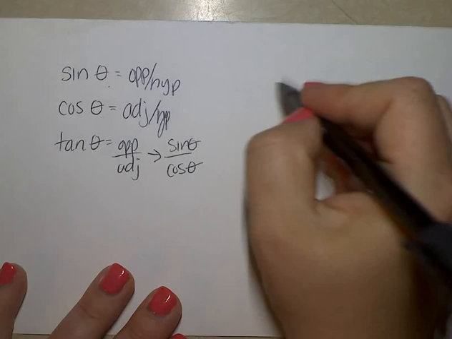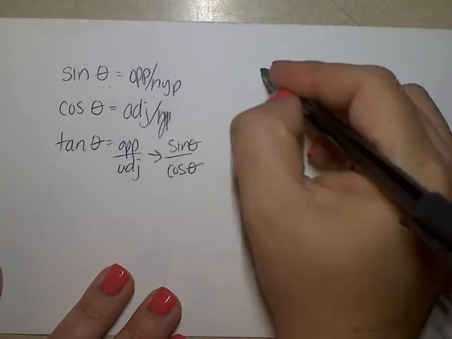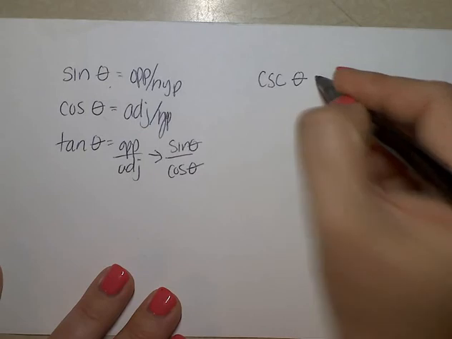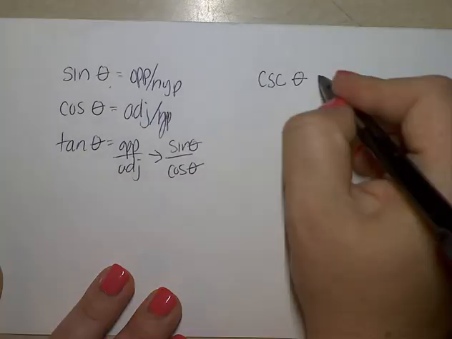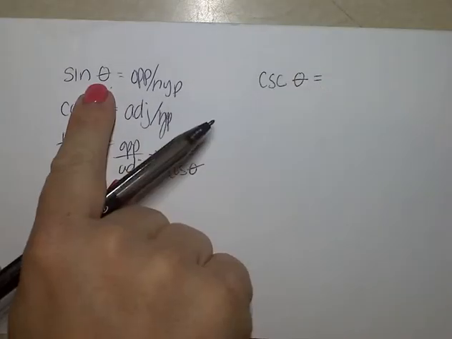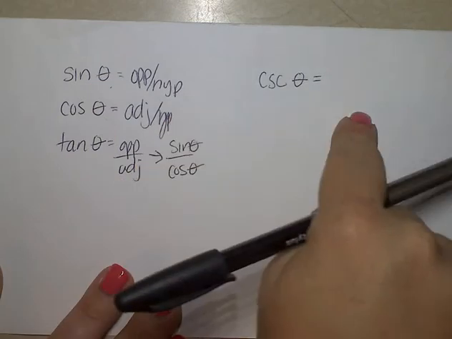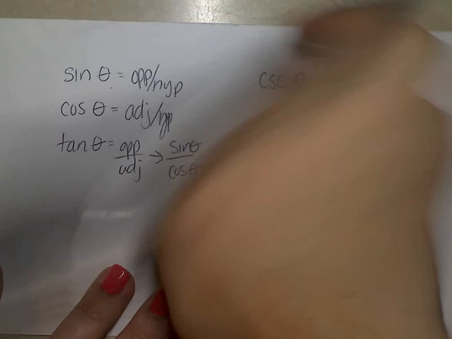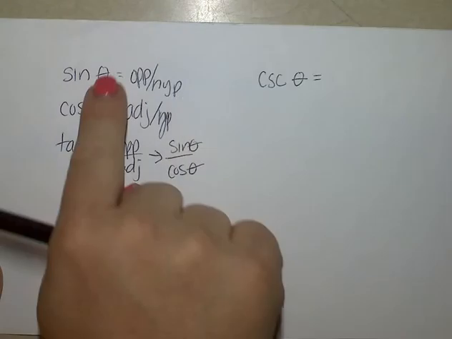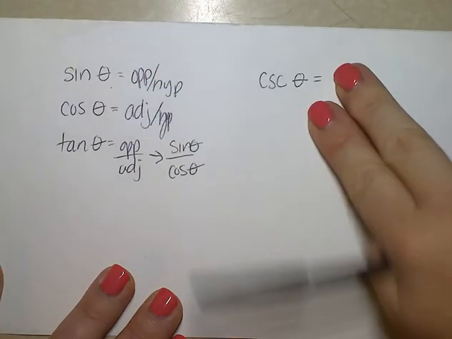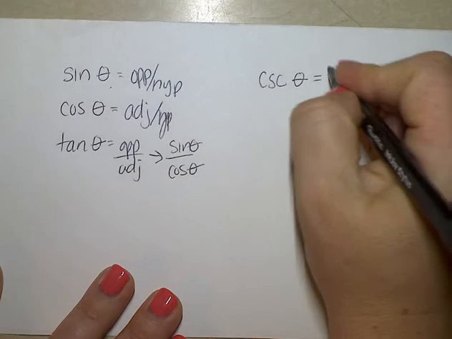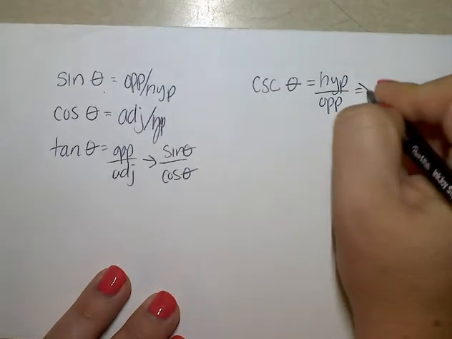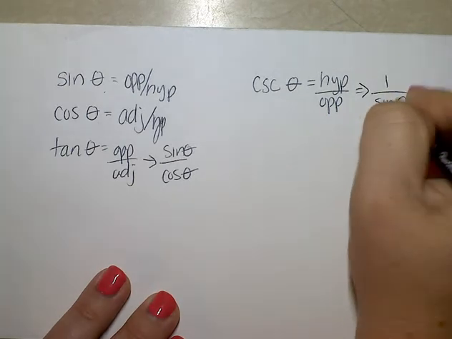We also learned what the reciprocals of these are. So cosecant, please say it for me. More than one person, cosecant. Okay, cosecant is going to be the reciprocal of sine. So yes, it is 1 over sine. The other way to think about it is you're just flipping whatever sine is. If sine is 1 over 2, then cosecant is 2 over 1. So you can think of it as hypotenuse over opposite or 1 over the sine.